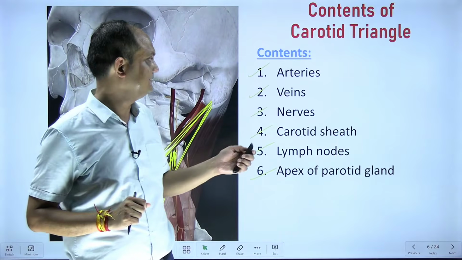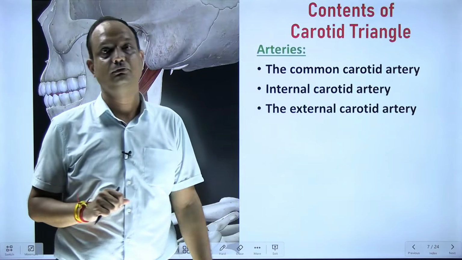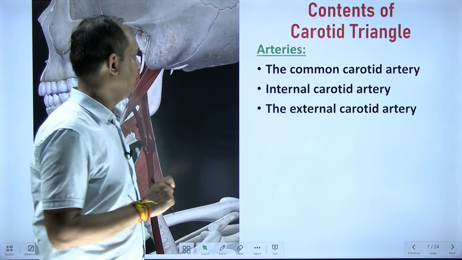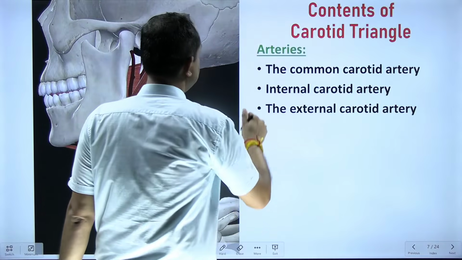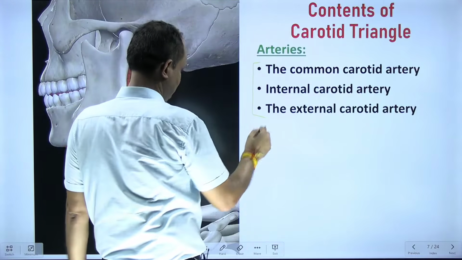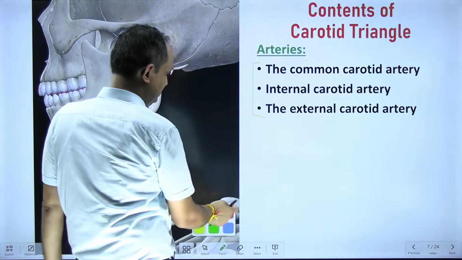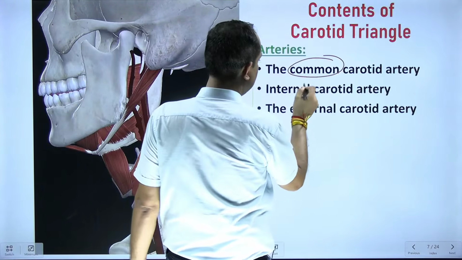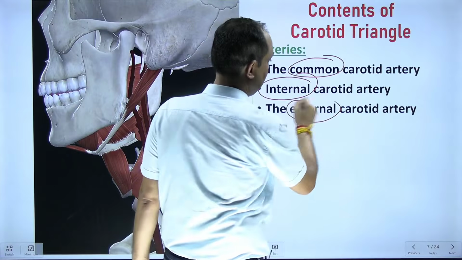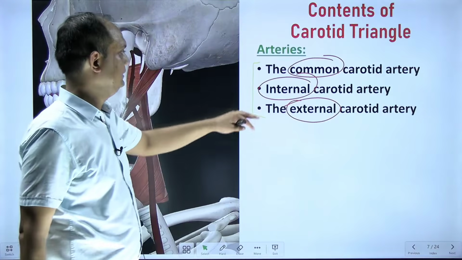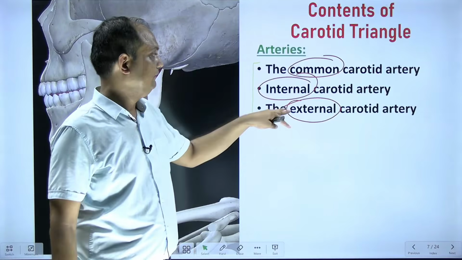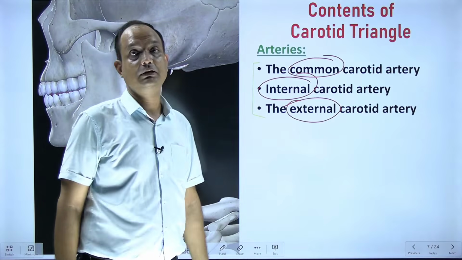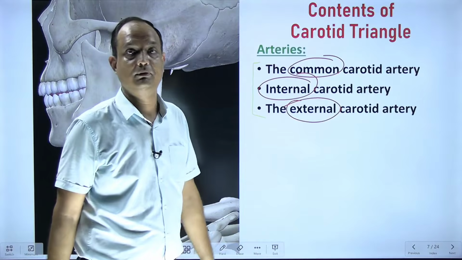So let's discuss these contents. First are the arteries of your carotid triangle. Now when you are dissecting the carotid triangle, you will find three arteries. One is the common carotid artery, then you will have the internal carotid artery and the external carotid artery. Now this internal carotid artery enters inside the cranial cavity through the carotid canal, while the external carotid artery remains outside the skull and it terminates inside the parotid gland.